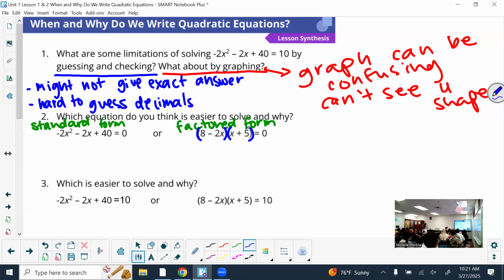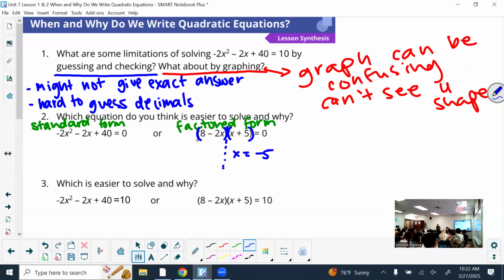It must be 0. So that's why I'm saying the factor form would be easier to figure out what x has to be, because it's equal to 0. All I have to do is figure out what x has to be to make this parenthesis 0, and what x has to be to make that parenthesis 0. This one is pretty easy. If x was -5, -5 plus 5 is 0, right?